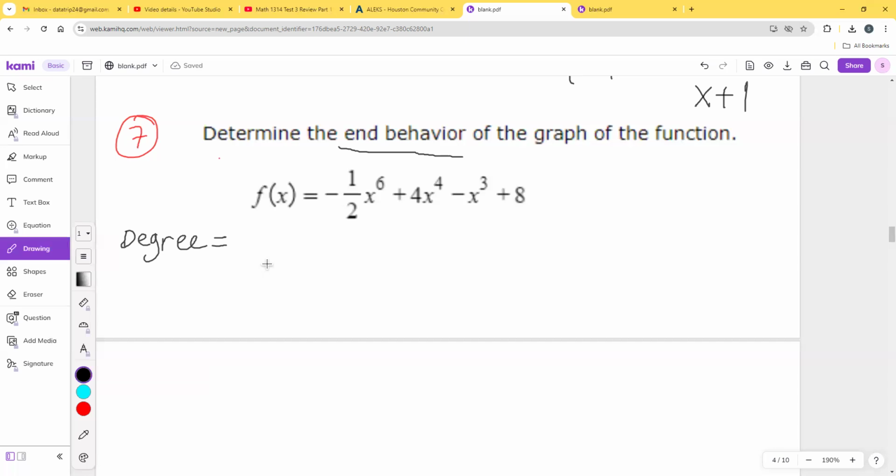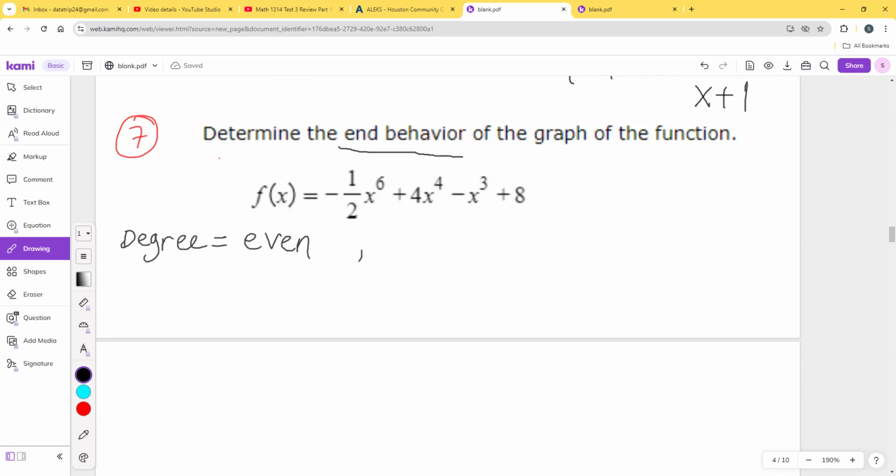Degree is, what number is degree? Degree is 6. Is it an even number or an odd number? Even. So in your mind, automatically you need to reduce your options to 2 options, right? It's either up, up, or it's gonna be down, down, right?